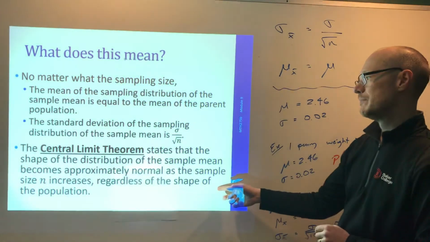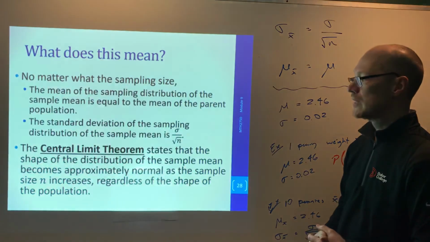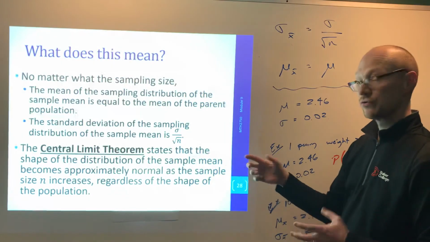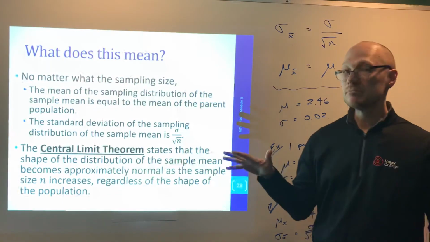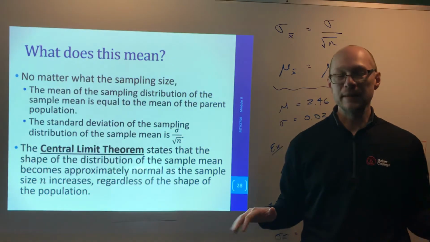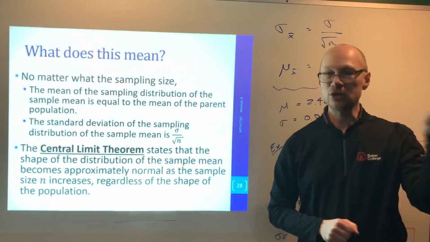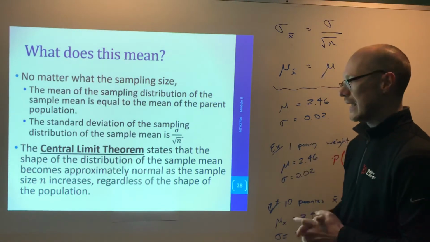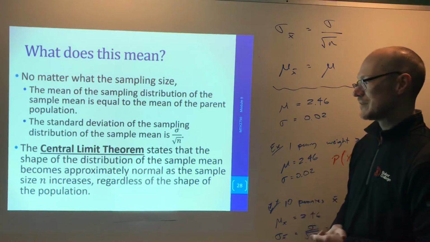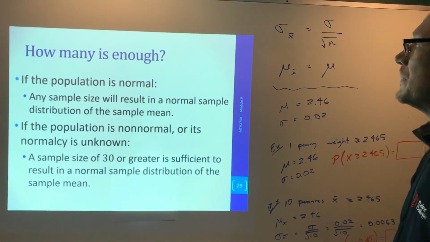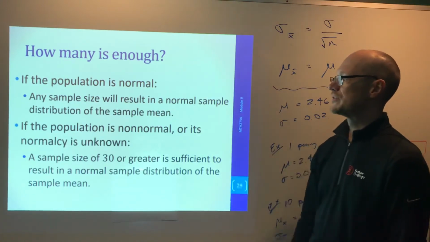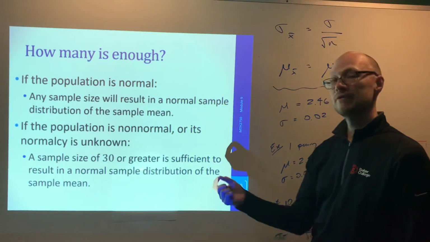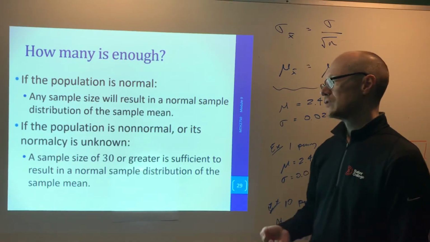And the central limit theorem, that's a vocab term you might see in your book as well. The central limit theorem states that the shape of the distribution of the sample mean, that's what we've been doing in this whole section, becomes more and more normal. Even if it starts out completely uniform, it will become more and more normal as the sample size increases. If the population is normal, it doesn't matter the sample size you use. But if its normalcy is unknown, a sample size of 30 or greater is going to be sufficient.